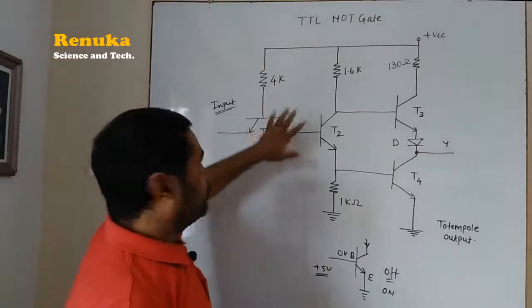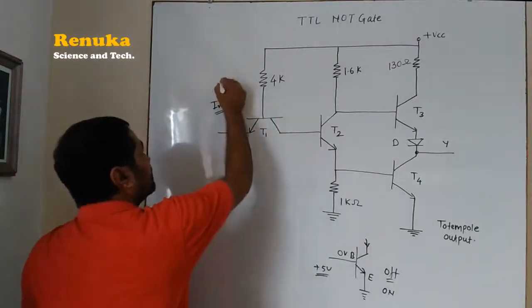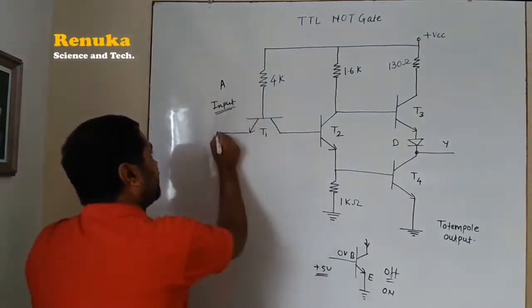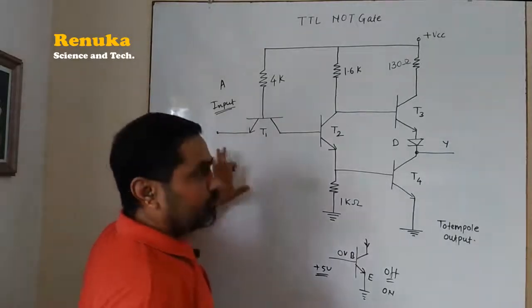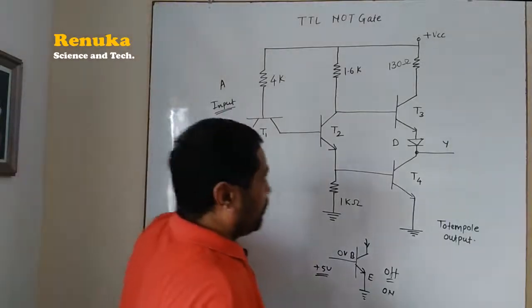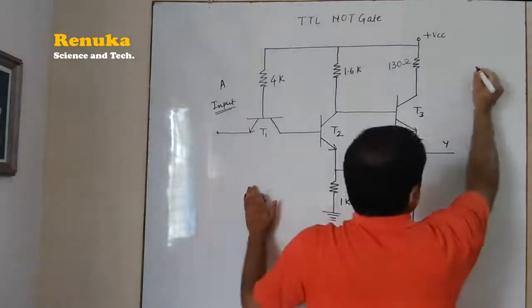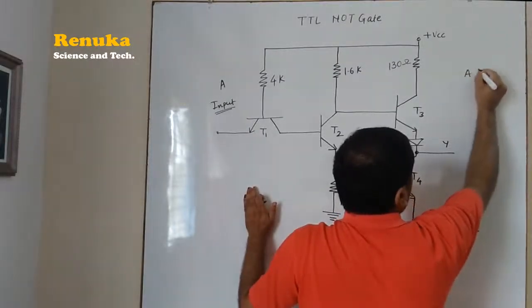Now this is the NOT gate. It has one input. Let us call this input A, and this A has to be connected to the logic levels. Let us draw the truth table for the NOT gate. This is the A variable.